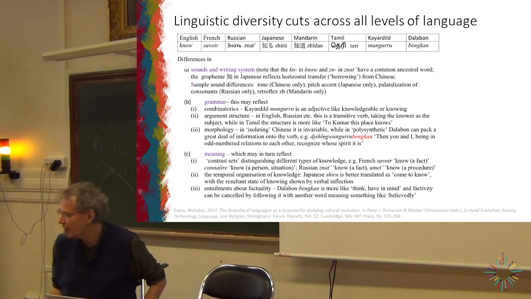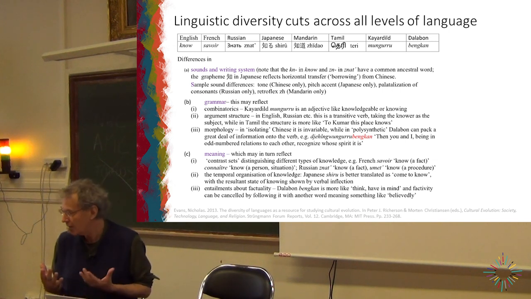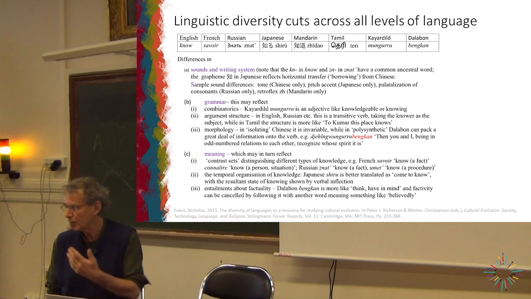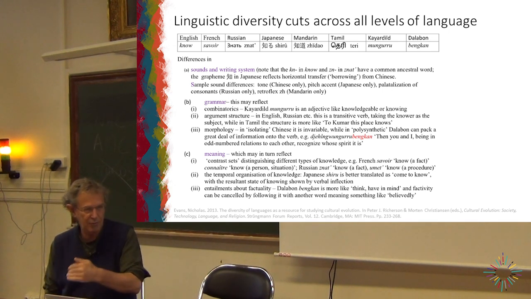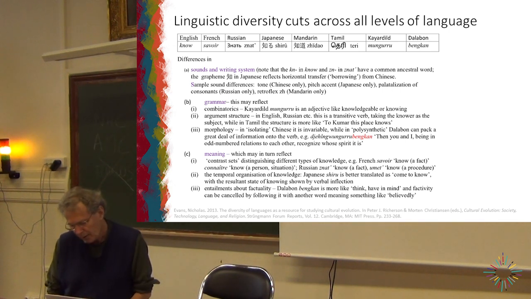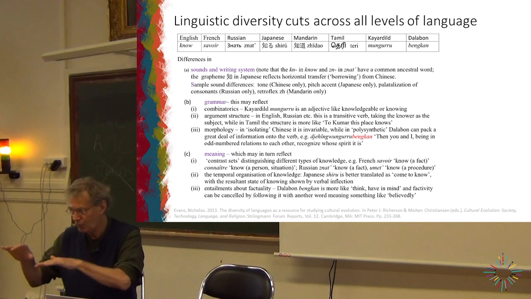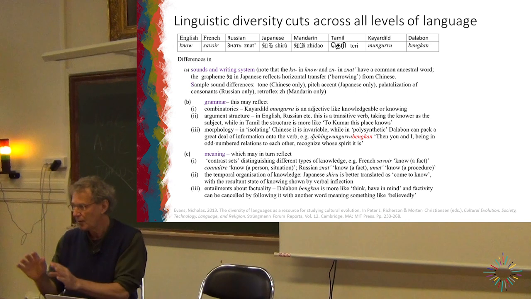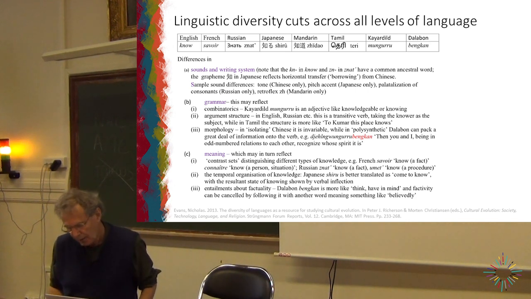Then as well as that, there's questions about the temporal organization of knowledge. So the Japanese word shiru is better translated as to come to know, to find out or something, but it's more than just finding out, but to learn about, to come to know. So if you want to say really to know, it'd be more like shiteru. So there, the skewing through time as between being in a state and assuming a state is different to what it is in the other languages I've given.